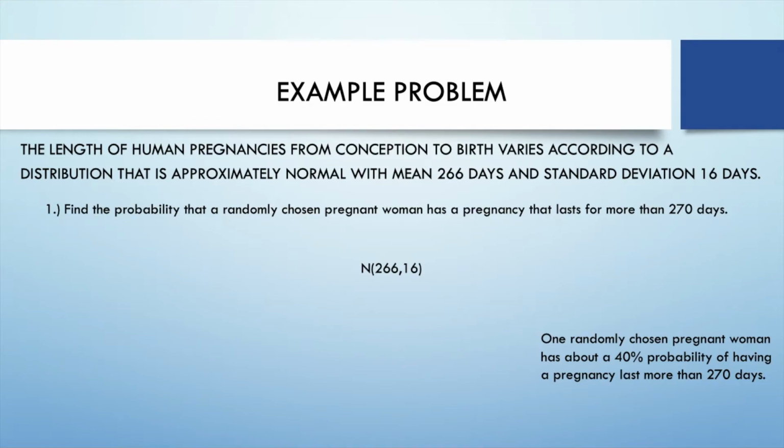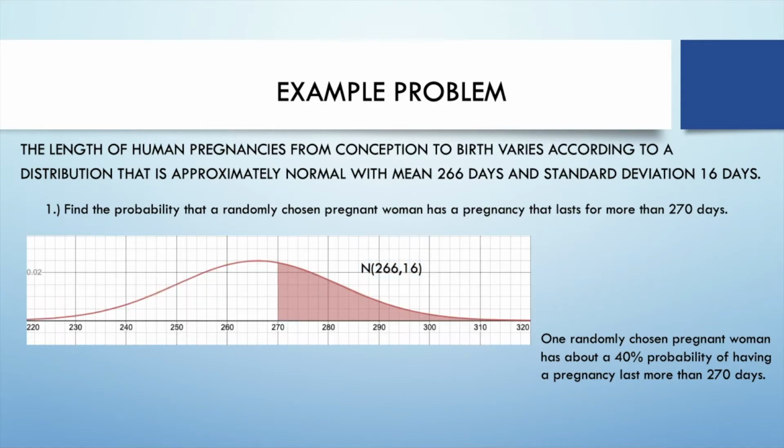Okay, we're ready for an example problem. The length of human pregnancies from conception to birth varies according to a distribution that is approximately normal with an average, or mean, of 266 days and a standard deviation of 16 days. Find the probability that one randomly chosen pregnant woman has a pregnancy that lasts for more than 270 days. So we graph this. We have a normal distribution, mean 266, standard deviation 16.